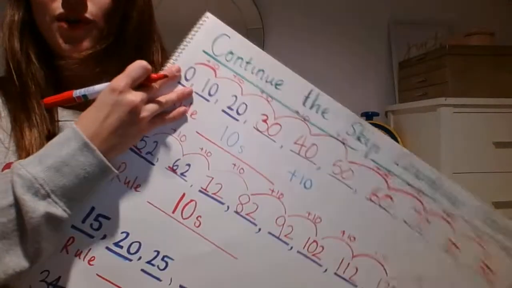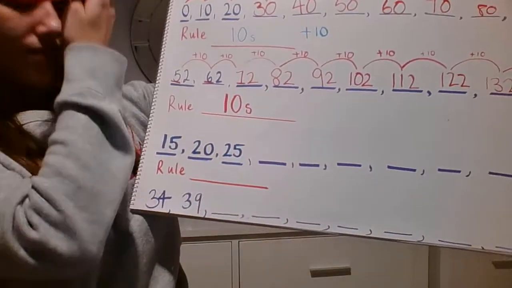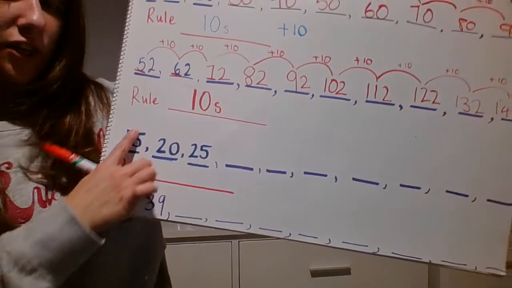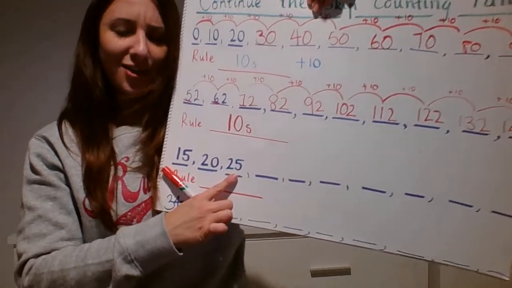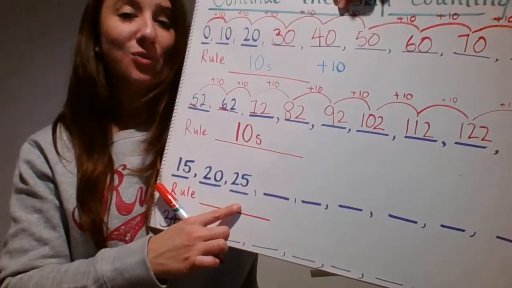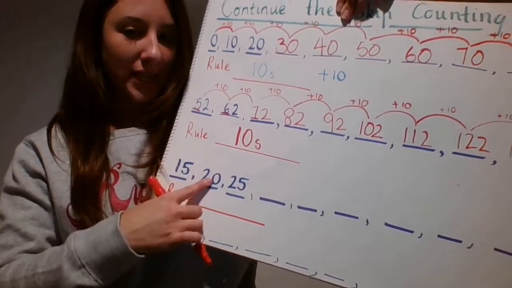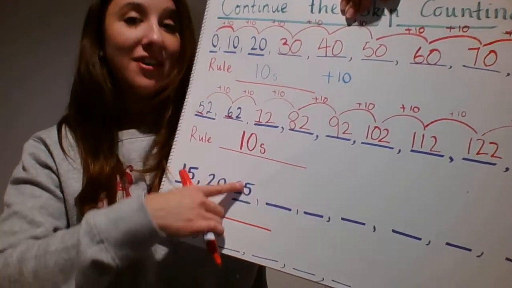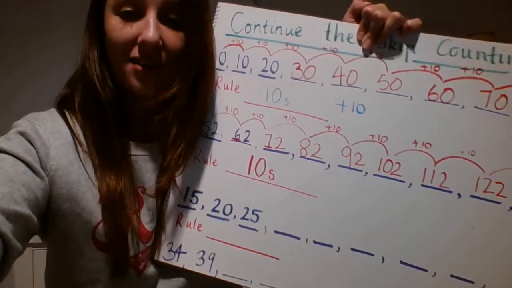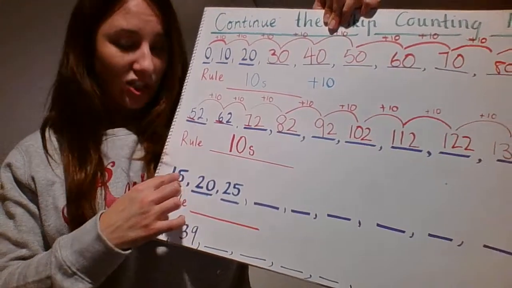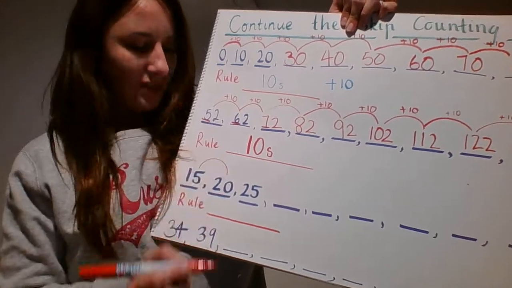Let's have a look at the numbers we already have here. 15, 20, 25. Something tells me that you have heard this pattern before because we skip count by this pattern a lot. 15, 20, 25. Think about what would come next in this pattern. If you're not sure what it's counting by, remember, let's check. Let's see how many from 15 to 20.